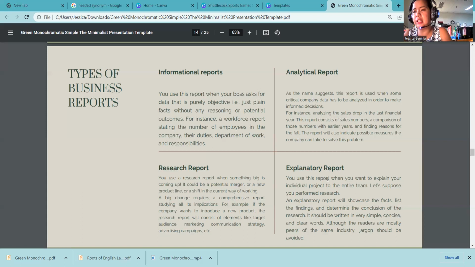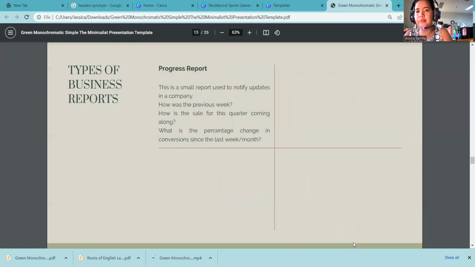Another one is the explanatory report. When we talk about explanatory report, this is a type of report wherein you try to explain an individual project to the entire team. An explanatory report showcases the facts, findings, and determines the conclusion of the research. This should be written in clear words, and the readers are mostly peers of the same industry, and jargon should be avoided. Another type of business report is the progress report.